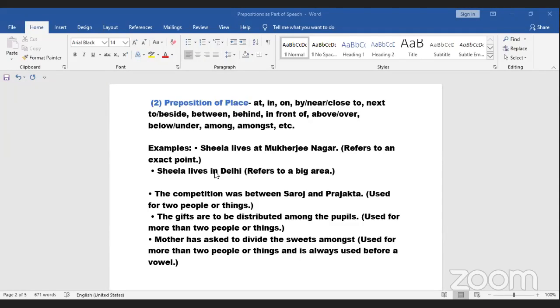Now where to use amongst? Same context, but I'll give you guys an example. We fight amongst ourselves. Now the word after amongst is ourselves. It starts with a vowel sound. Ourselves. Right? If it starts with a vowel sound, then we use amongst. But we say, they fought among themselves. Among themselves. Why? Because after among, the word themselves has started with a consonant sound.